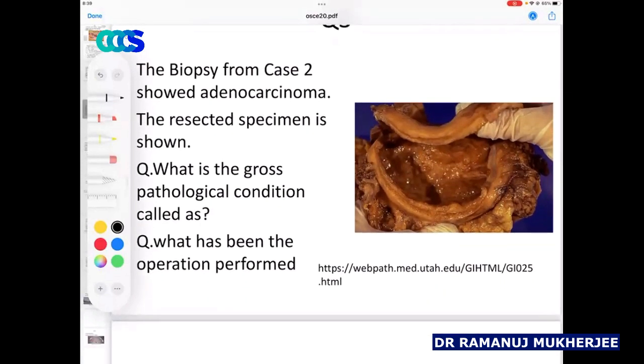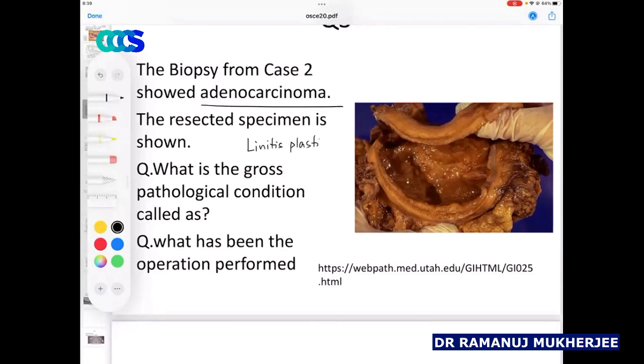Now, this is the same patient whose biopsy came out to be an adenocarcinoma. The surgeon did a surgery, and what is this gross pathological condition called? This is an easy one. Linitis plastica. Very good. So this is the linitis.